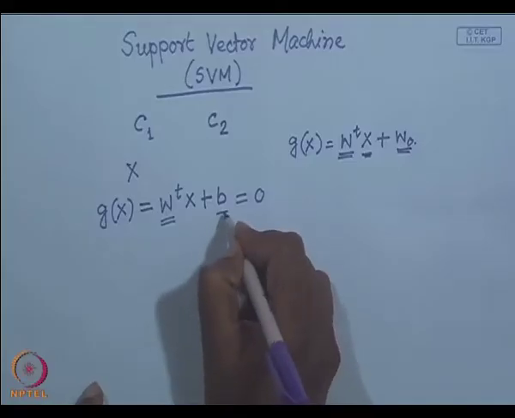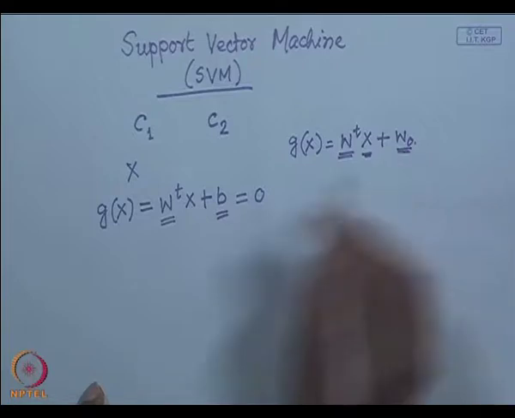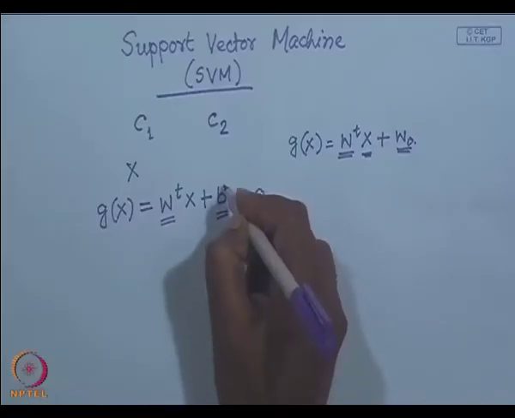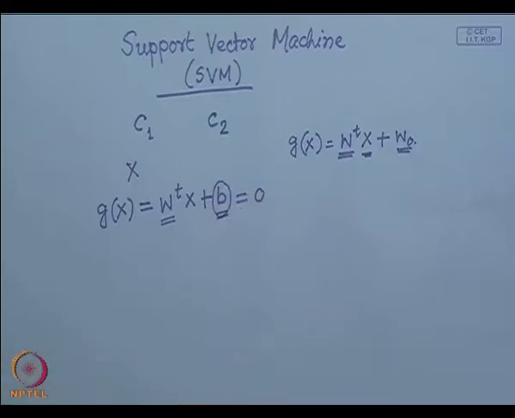Whereas, this term b, or coming to the previous one, the term w naught, which is a constant, represents the position of that hyperplane in my d dimensional space. So, the vector w represents the orientation of the hyperplane, and the value b or w naught represents the position of that hyperplane in my d dimensional space. This term b is usually known as a bias term, which is biasing the position of the hyperplane in the d dimensional space.